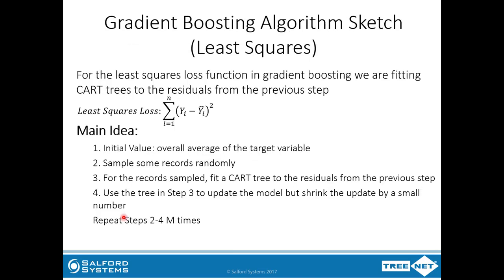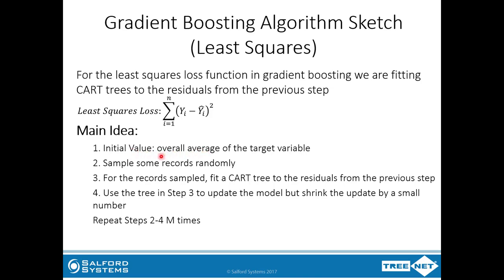I'm going to now introduce the gradient boosting algorithm using the least squares loss function. Least squares is just here, where we evaluate our error by taking the y value, subtracting its prediction, which is this y hat, squaring it, and then taking the sum. In this case, the main idea is that first you supply an initial value, which is just the overall average of the target variable.